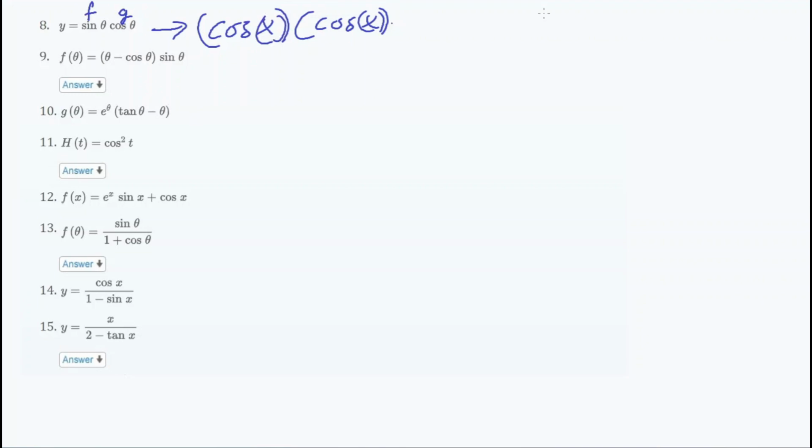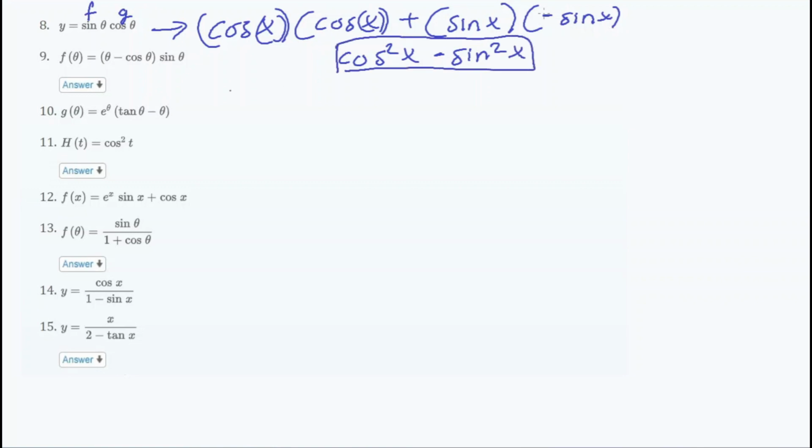But normally when you have a question in terms of theta, you want to have the derivative and whatnot in terms of theta. So then we're going to have plus sine, which is going to be f, multiplied by the derivative of cosine, which is going to be sine x. If you add everything together, you're going to have cosine x minus sine squared x. And that is going to be your derivative for number 9.